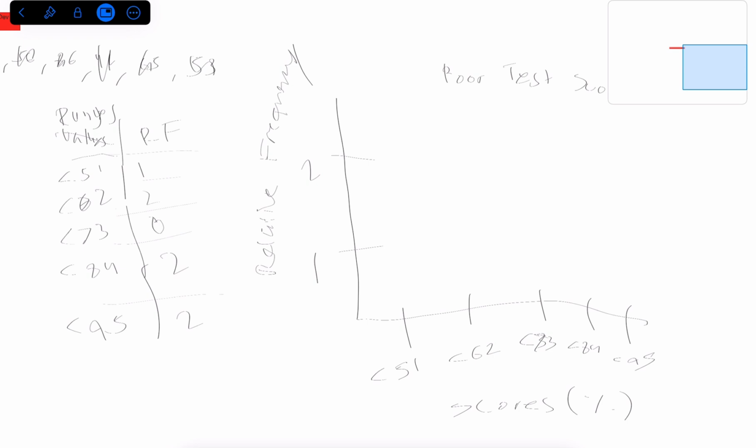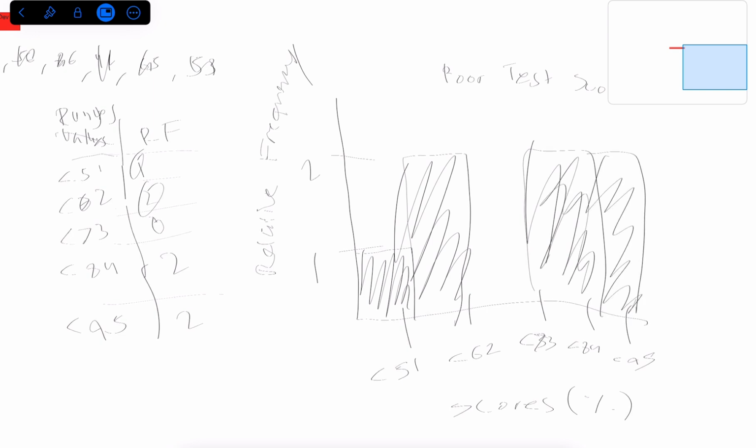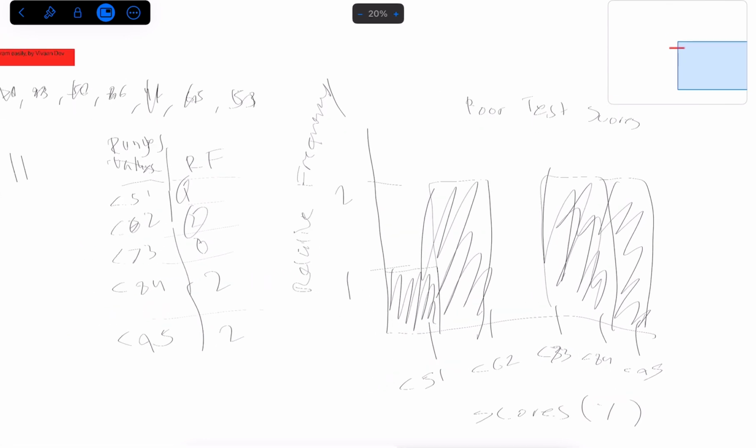Now all we have to do is graph them. Underneath 51, there's one value, so we'll go up to 1 and shade that in. Values underneath 62, we have 2 values, so we'll go up by 2 and shade that in. Values underneath 73, there's 0, so we'll leave that empty. Underneath 84, that's 2 again, so we'll go up to 2. And 95 is 2 again. So now we have our histogram.